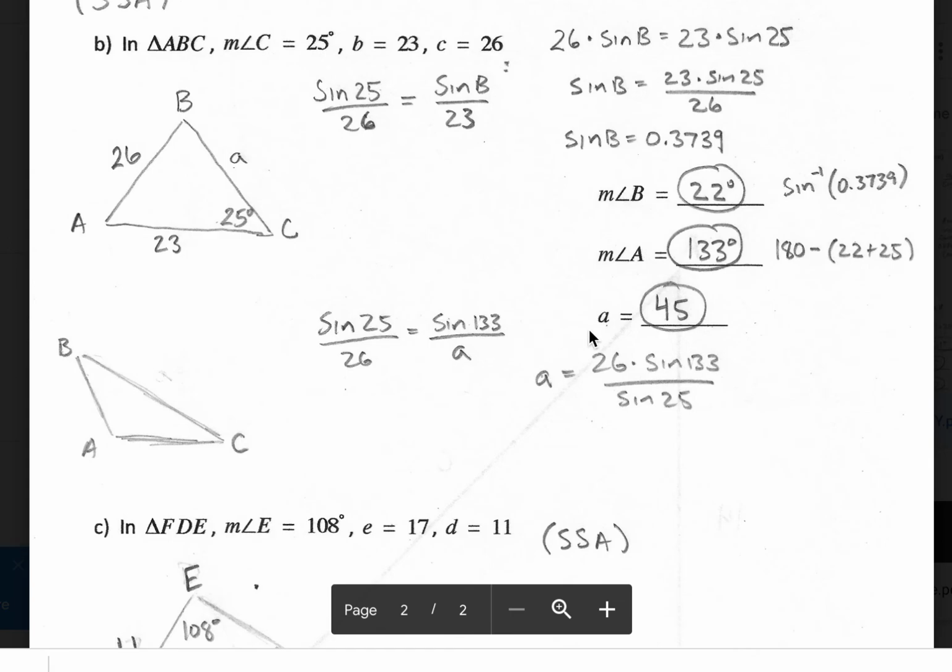All right, last thing to do is solve for side A. Again, I'm going to use the pair that I know, sine of angle C compared to side C. And now I'm going to set that equal to sine of angle A, which I now know is 133 degrees, compared to side A, which we'll solve for. Cross multiplying here, 26 times the sine of 133, and then dividing by the sine of 25. Notice I kind of skipped that middle step now that I'm getting comfy here. Do this all on your calculator, or take it one step at a time, and you should get a side length of about 45 units.